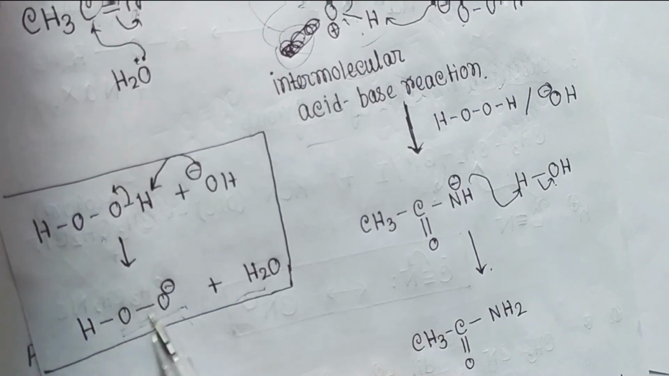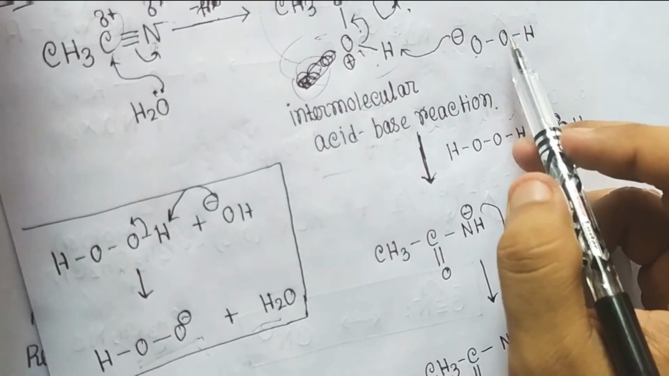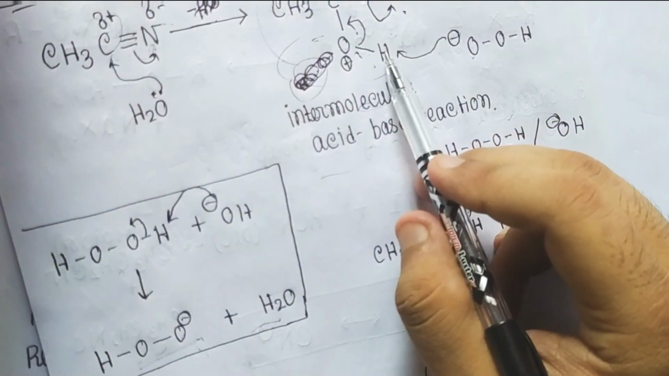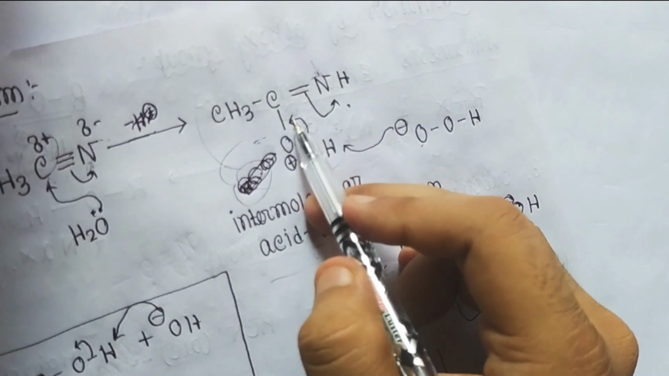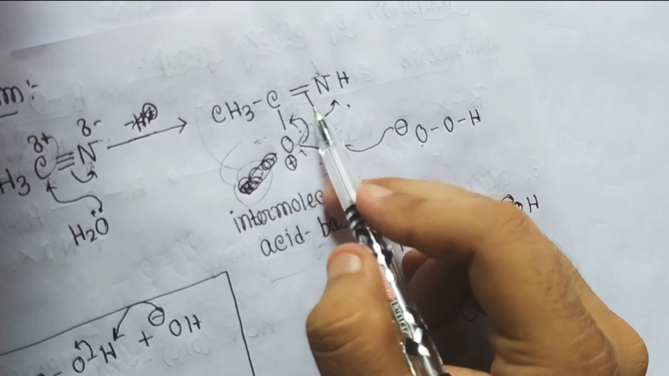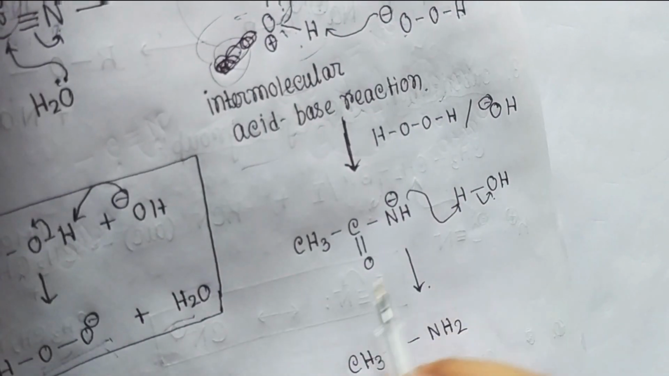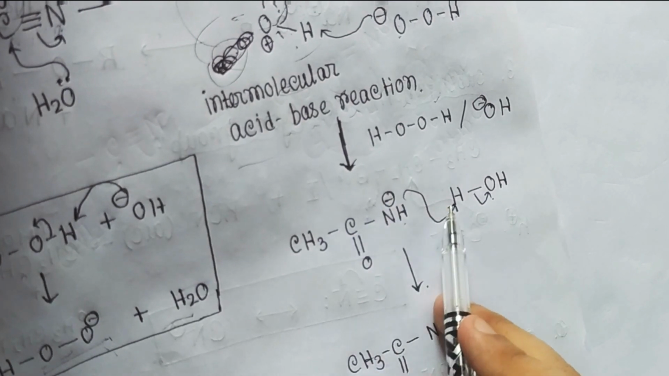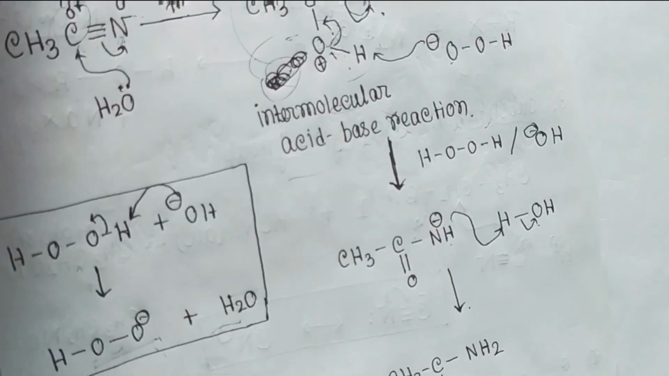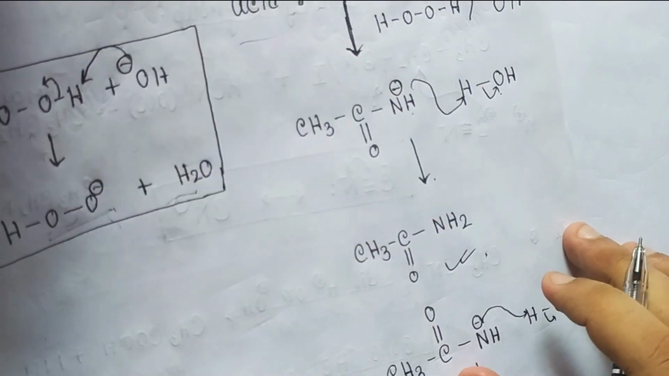Now HOO minus works as a very good base. HOO minus abstracts the hydrogen, this bond goes over here and this bond goes over nitrogen. So this is a resonating structure, and we would get this thing. After that, this minus charge would abstract a hydrogen from the water, so that we would get the amide.